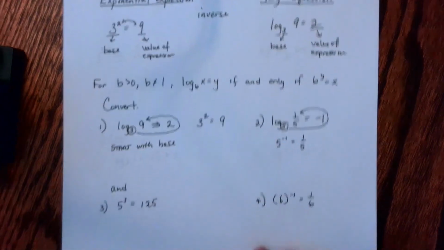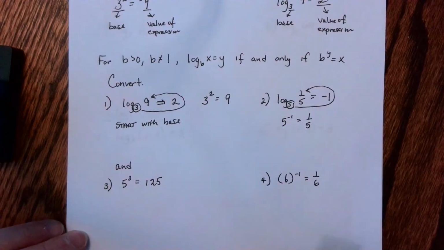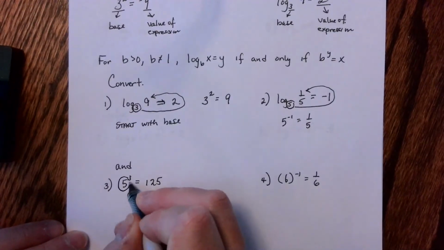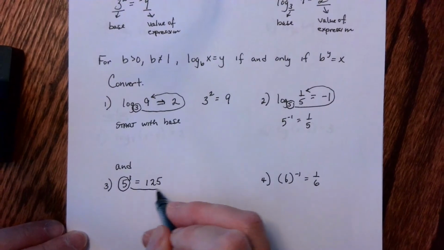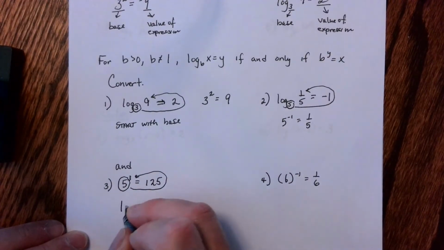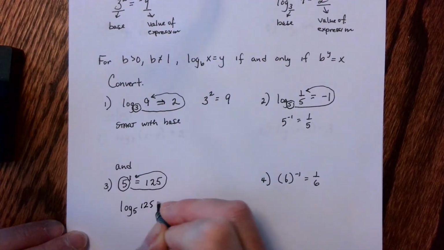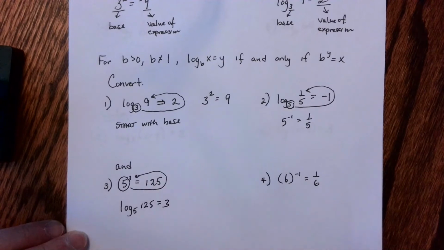What if we wanted to go the other way? What if I was given exponentials and I wanted to write logs? Same thing. I'm still going to start with my base. Do my little horseshoe here. So basically we're going to say log base 5 of 125 is equal to 3. Log base 5 of 125 equals 3.